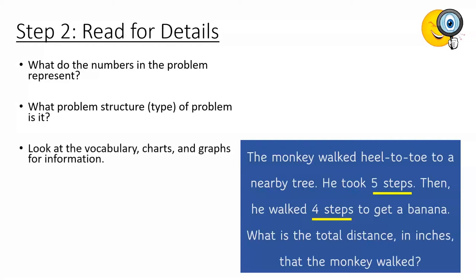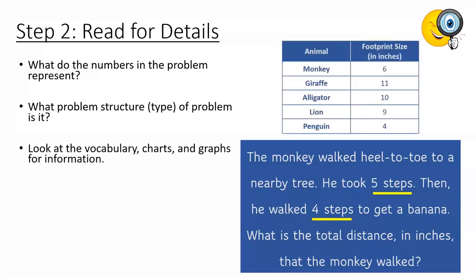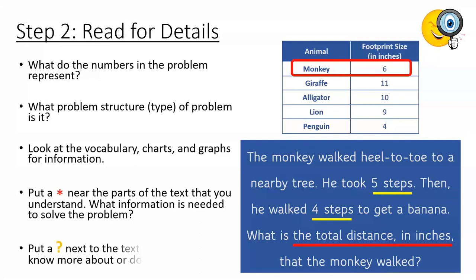We could also look at any vocabulary in the problem and at the table of information. We will probably need to use the information from the table about the footprint size of the monkey. Since this problem wants us to find the total distance in inches that the monkey walked, the information in the table will be helpful. We can also use annotations, like a star or a question mark, to indicate parts of the problem that we understand or parts that we still need to know more about.